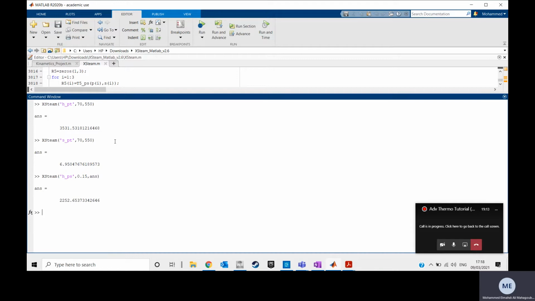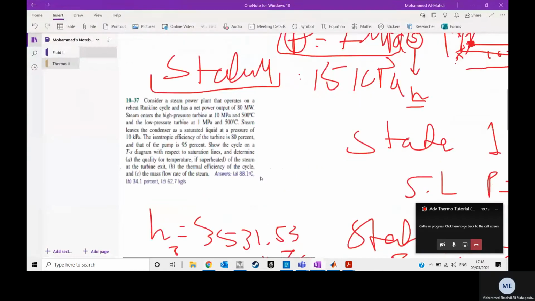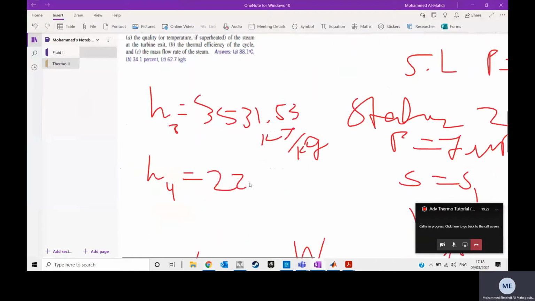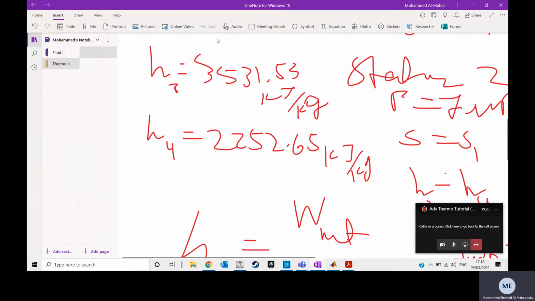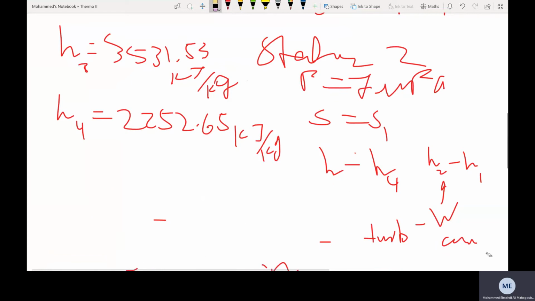Now, this is the H of 0.4, 2252.65, okay? So H4 is 2252.65 kilojoules per kilogram, okay? See how simple that is? And then let me enlarge this and delete some of these here.